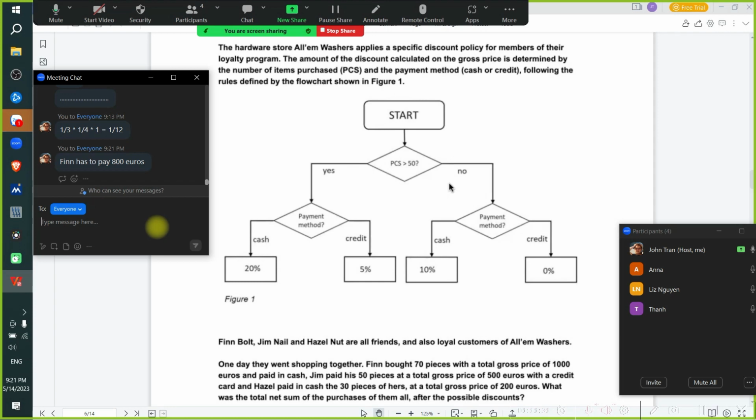Because 1,000 euro, but he has 20% discount, right? So he has to pay 800 only. 1.000 euro nhưng mà được giảm 20%, tức là chỉ trả có 800 thôi. Jim paid 50, but 50 it's not bigger than 50, right? So no. 50 nó vẫn không có lớn hơn cái số này nha, cho nên vẫn qua no nha.